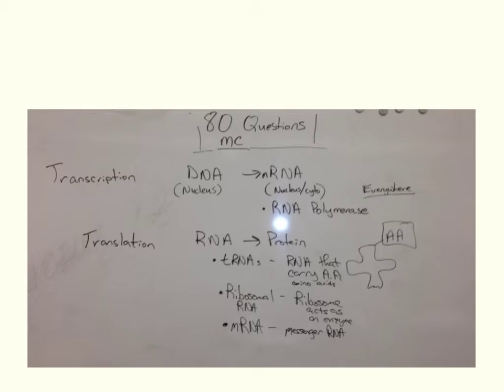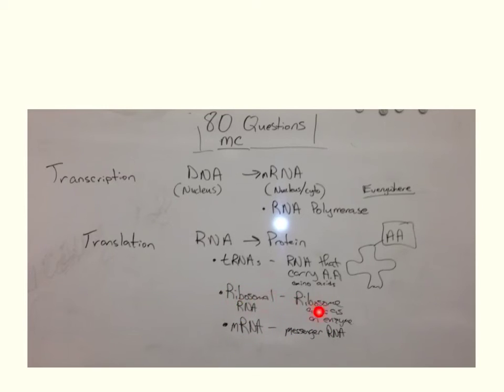So amino acid 1, 2, 3, 4, 5, 6, 7, each one being different. We have 21 amino acids, and the order of them will define what kind of protein is made. So tRNA carry the amino acid to the ribosome. The ribosomal RNA material makes the ribosome that acts like an enzyme, which attaches to the mRNA, which has the message. So here's your information.